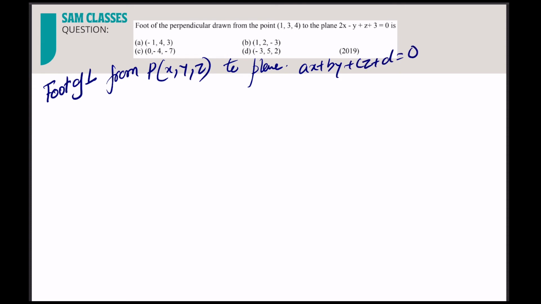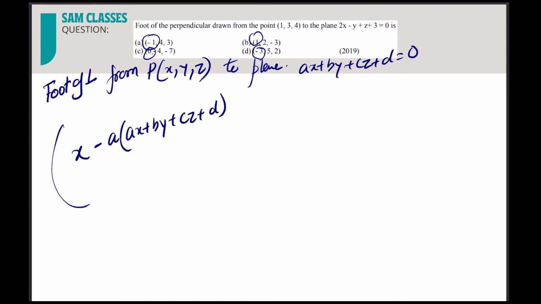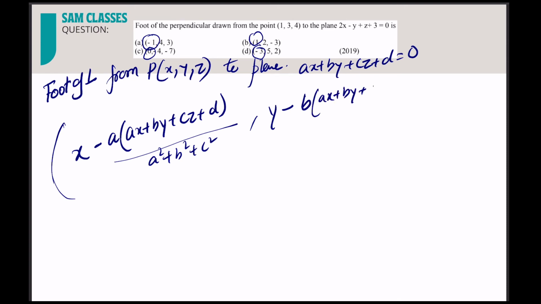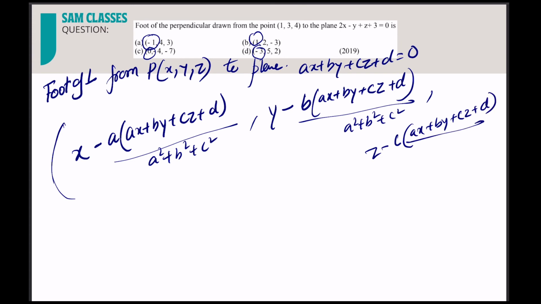Now for this, since each and everyone's x values is different, you can just apply the whole formula only for x. You don't have to apply for y and z because it will be bigger. What you can do, x minus a into ax plus by plus cz plus d divided by a square plus b square plus c square. Now the formula I'm giving you whole, y minus, it will be b this time, ax plus by plus cz plus d divided by a square plus b square plus c square. Now don't get scared, we won't be using the whole of the formula, we'll be just using a part of it, so don't be scared, okay? Clear?